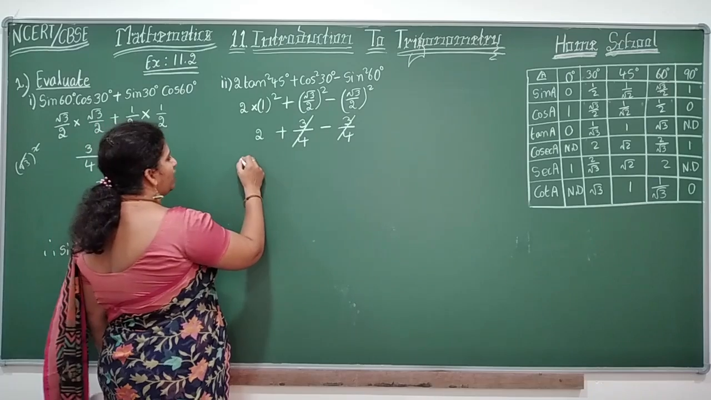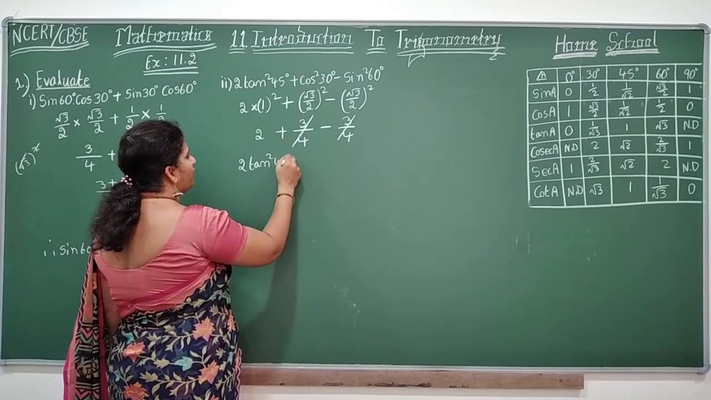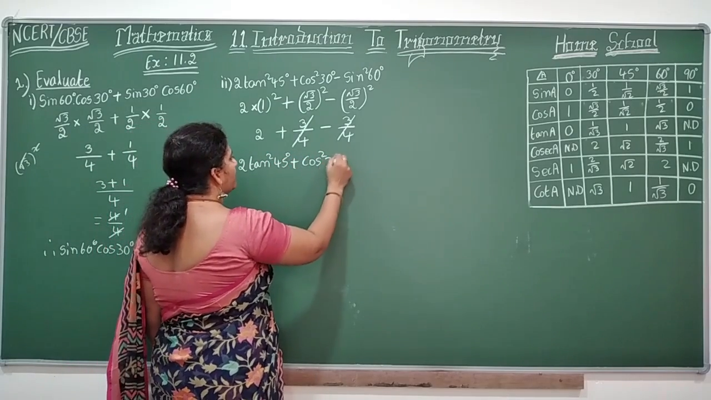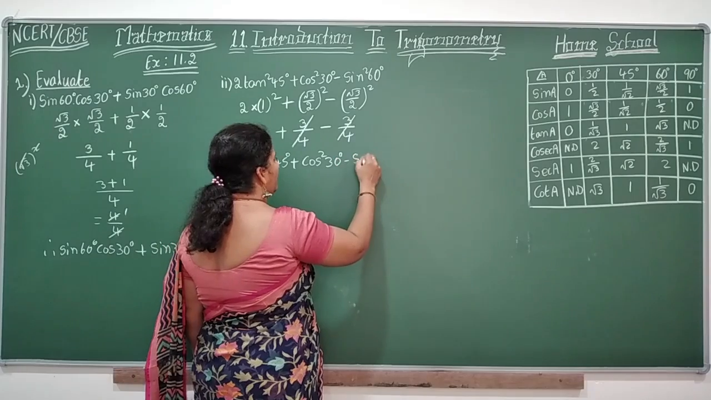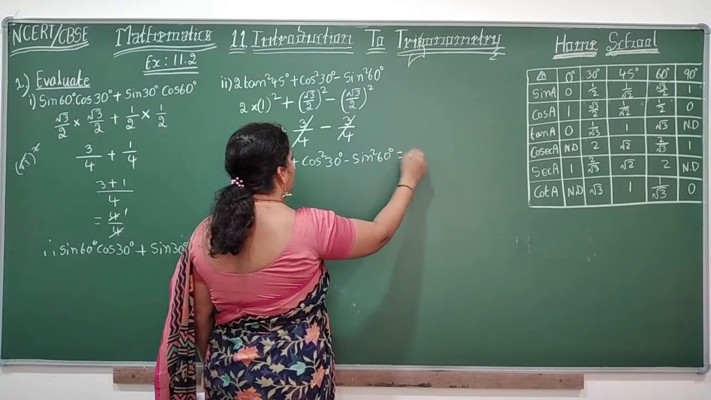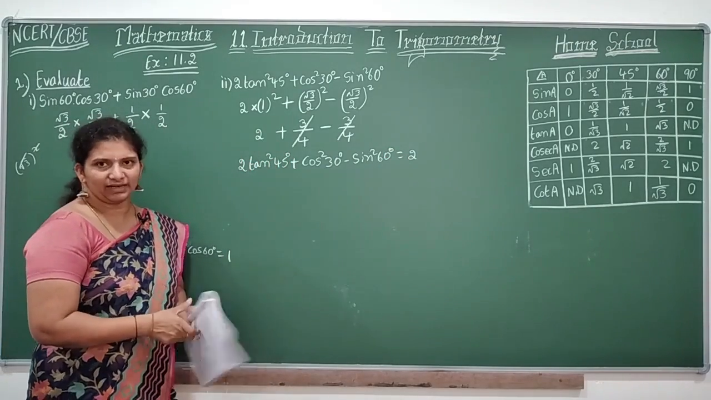Then what is the value of this? 2 tan square 45 degree plus cos square 30 degree minus sin square 60 degree is equal to 2. Okay, that's all. Very simple to calculate this one.